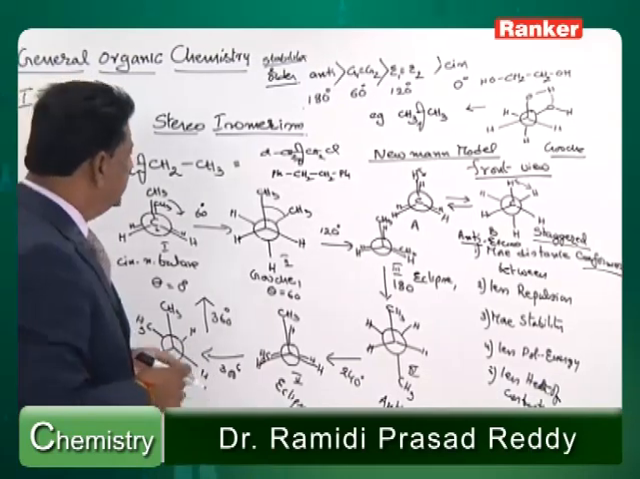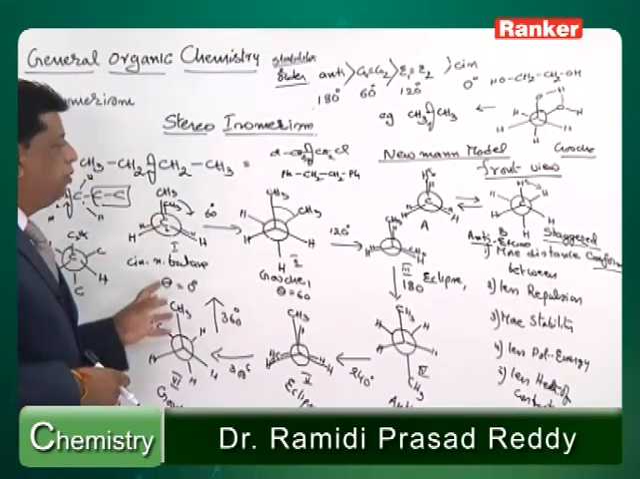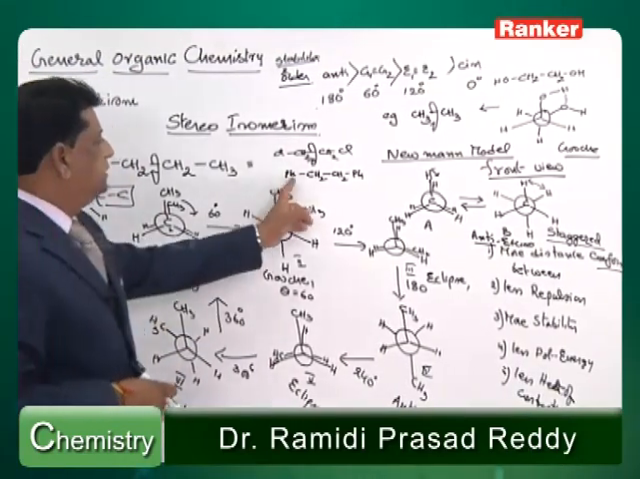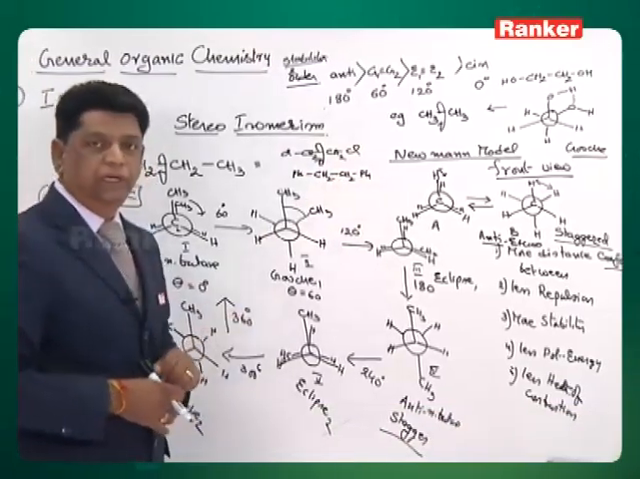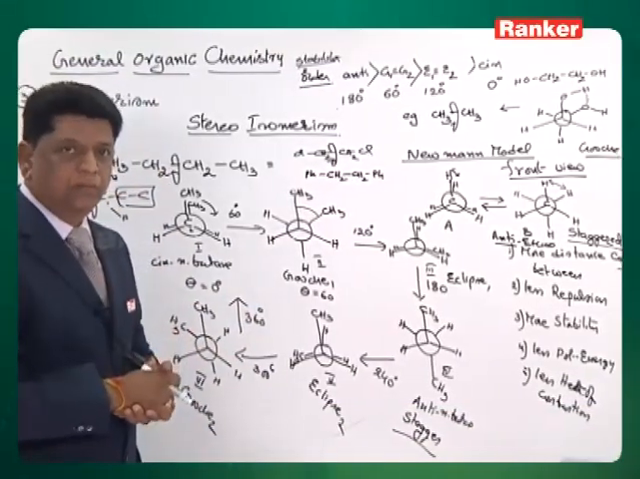But otherwise, in general, with the 2 big groups opposite, 2 phenyls opposite, 2 chloro opposite, such conformers will be the most stable.